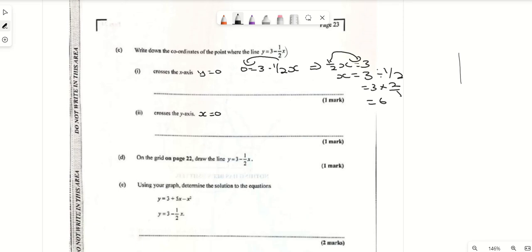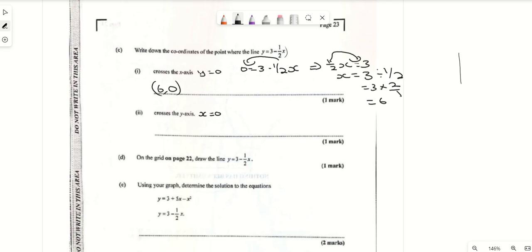So it crosses the x-axis, so they want the coordinates. That means x is 6, y is 0. And that would be my coordinates at the x-axis. On my y-axis, they say when x is equal to 0. That means when x is equal to 0.